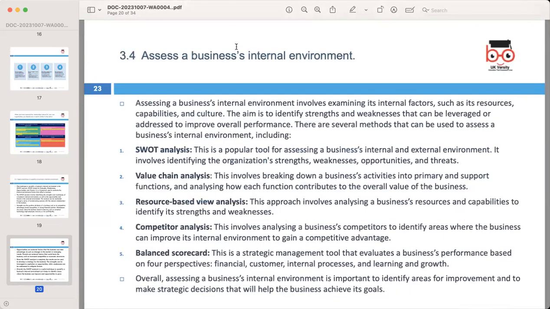Right, now assess a business internal environment. Assessing a business internal environment involves examining its internal factors such as its resources, capabilities, and culture. The aim is to identify strengths and weaknesses that can be leveraged or addressed to improve overall performance. There are several methods that can be used to assess a business internal environment, including SWOT analysis.